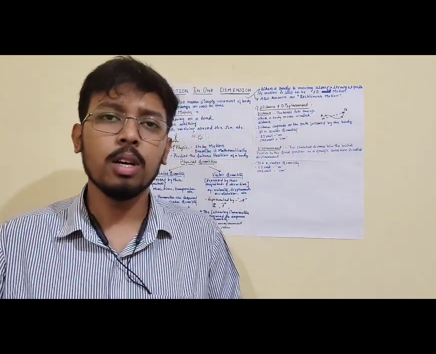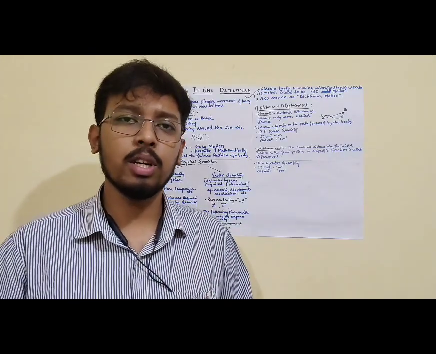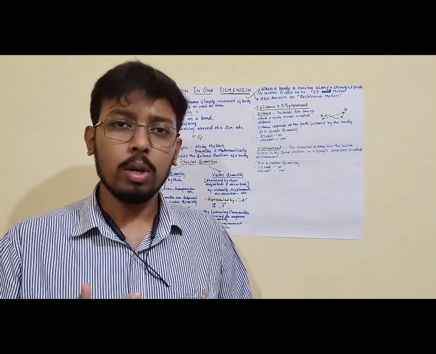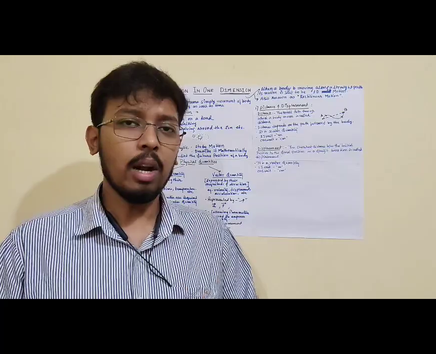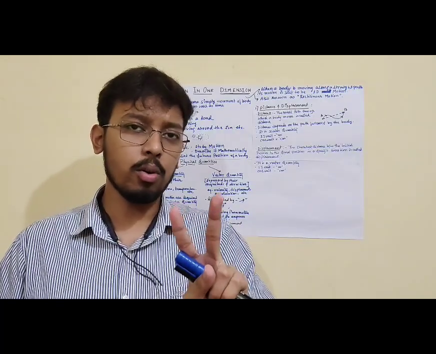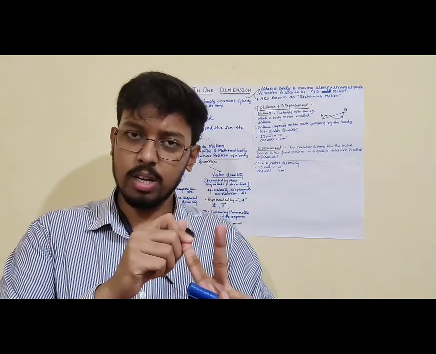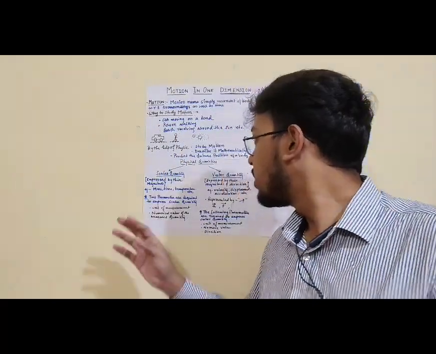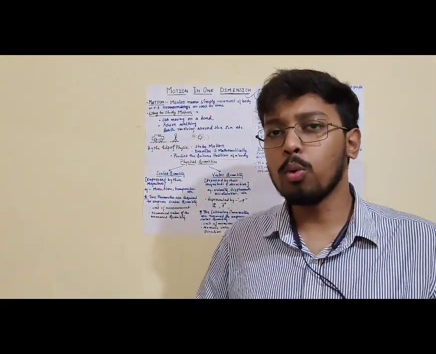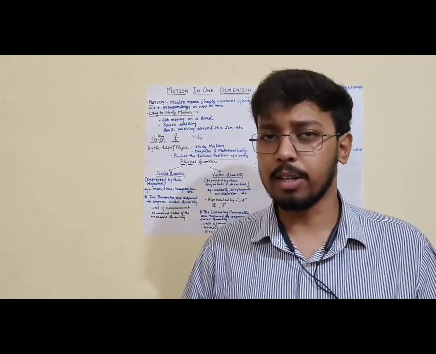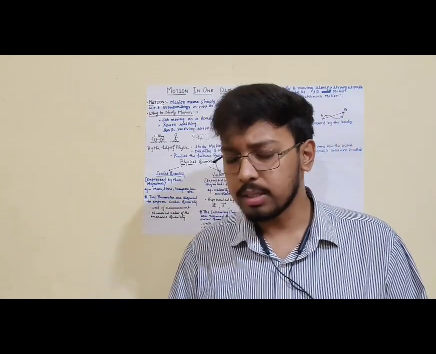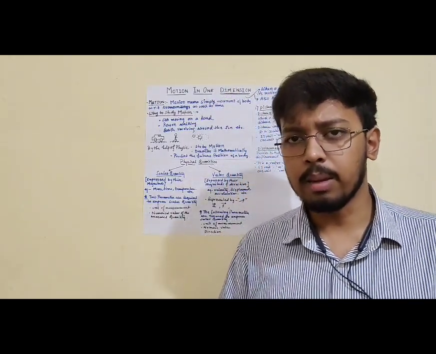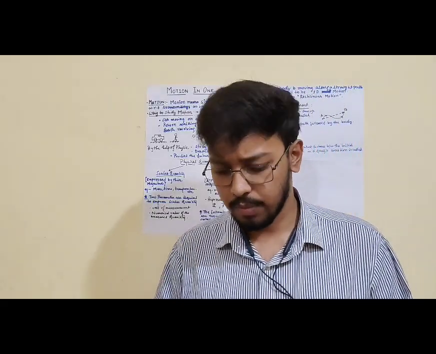Now, in physics, those quantities which we can measure physically are called physical quantities. These physical quantities are divided into two types, that is scalar quantity and vector quantity. Now, what is a scalar quantity? Scalar quantities are those quantities which can be expressed by their magnitude alone. For example, mass, distance, time, temperature, etc.